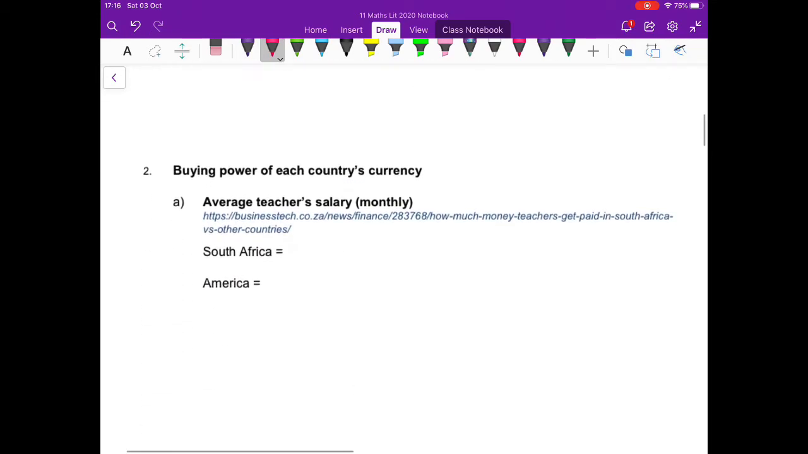Now we're going to take this into the buying power of each country's currency. So in order to compare or decide what the cost of living is like in different countries, you need to have a yardstick. And our yardstick here is going to be salary compared to food. So we are going to take a teacher's salary, and in South Africa, an average teacher's salary per month is 14,800 Rand.